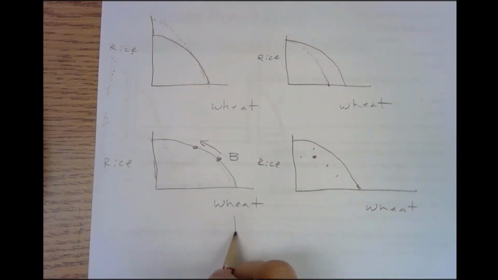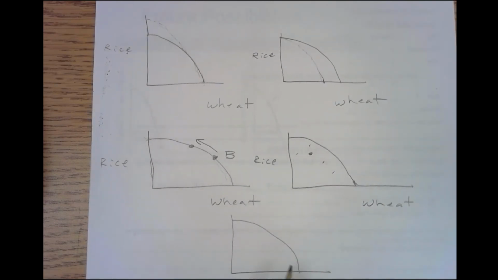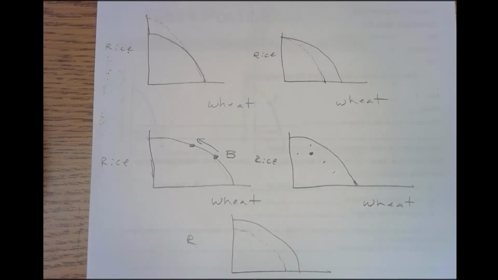Okay, let's do one other one. Here's our curve. Say this is rice and this is wheat. What do you think it looked like? How do you think this curve changed maybe when we have war or we have an earthquake and a lot of equipment and buildings are destroyed? Well, what would happen is the whole curve would shift to your left because you'd have less capital to produce with.